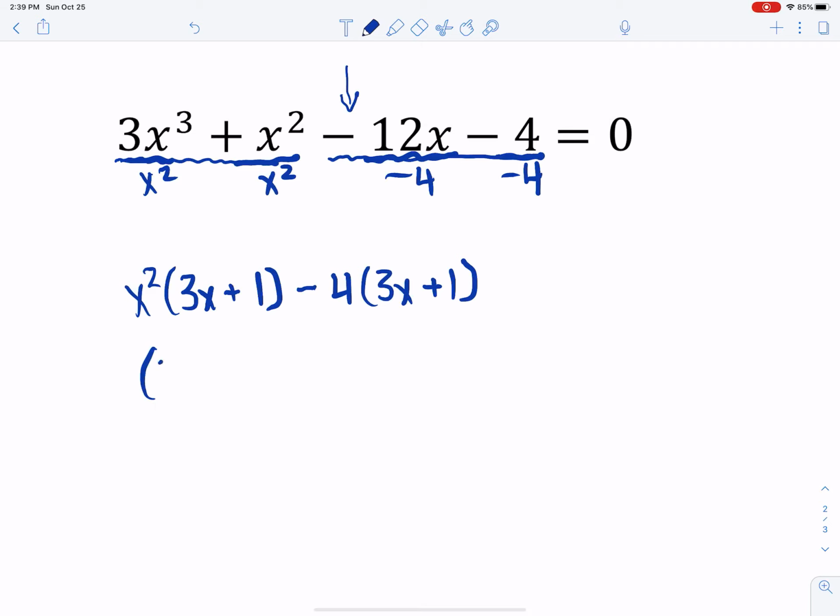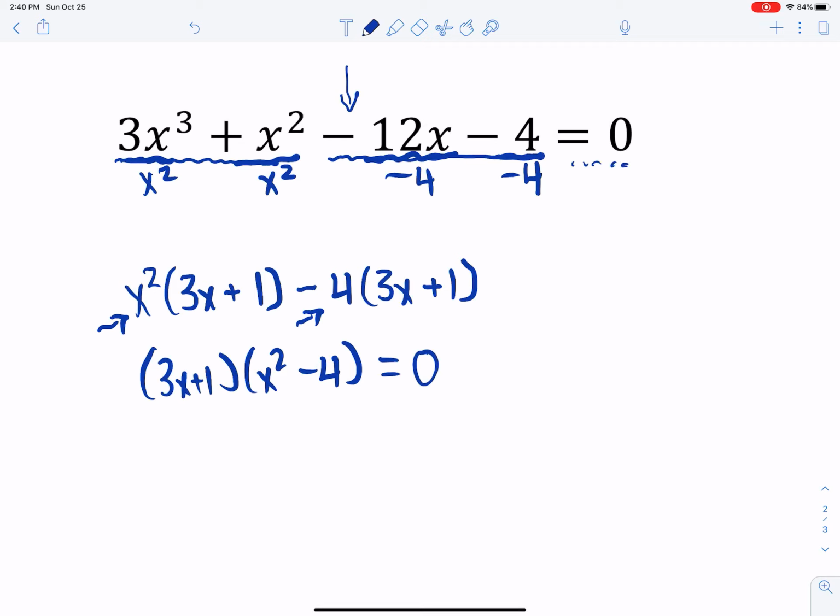So now we take that 3x plus 1 and put that at the front. From the first part, we have an x squared left over. From the next part, we have a minus 4 left over. And all of that is still equal to 0. Now here's the thing that's different than our other factoring by grouping problems that we've done so far. We can't do anything with the 3x plus 1, but we actually can factor the x squared minus 4 a little bit. That's a difference of squares.